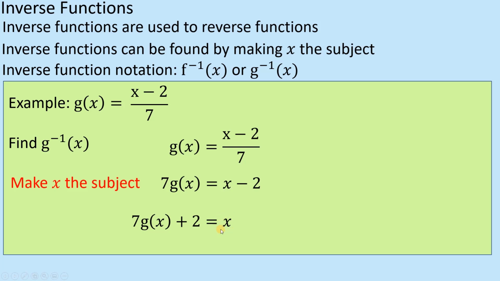I've made x the subject, and a little bit like the previous one, I cannot leave it with a g of x there, so I'm going to replace that with an x. So my g to the -1, my inverse function of x, is 7x plus 2. All right, 7x plus 2. So that is the inverse operation.